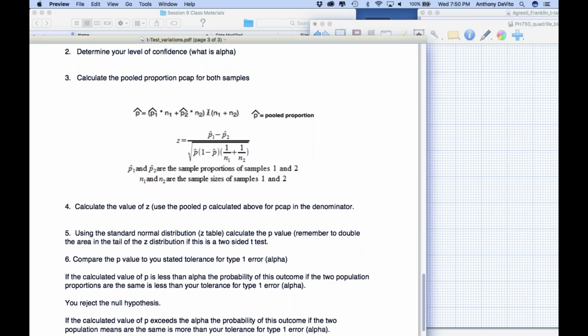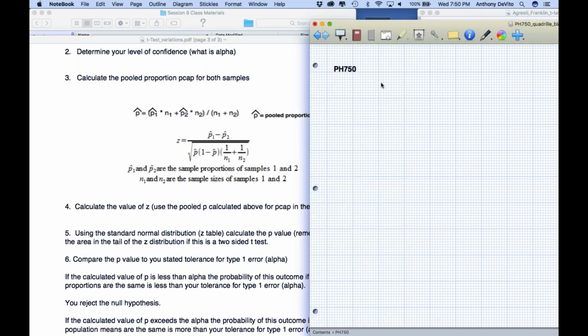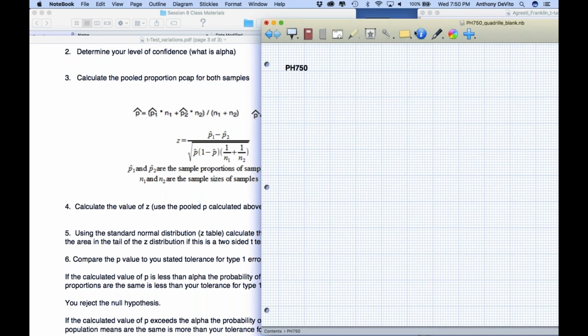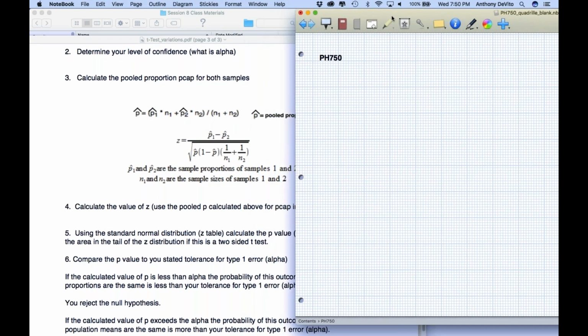Okay, yeah, good. P-cap pooled. Oh, good, I think you guys are following it online too. So let's actually calculate this. Let me get this over here. Good.